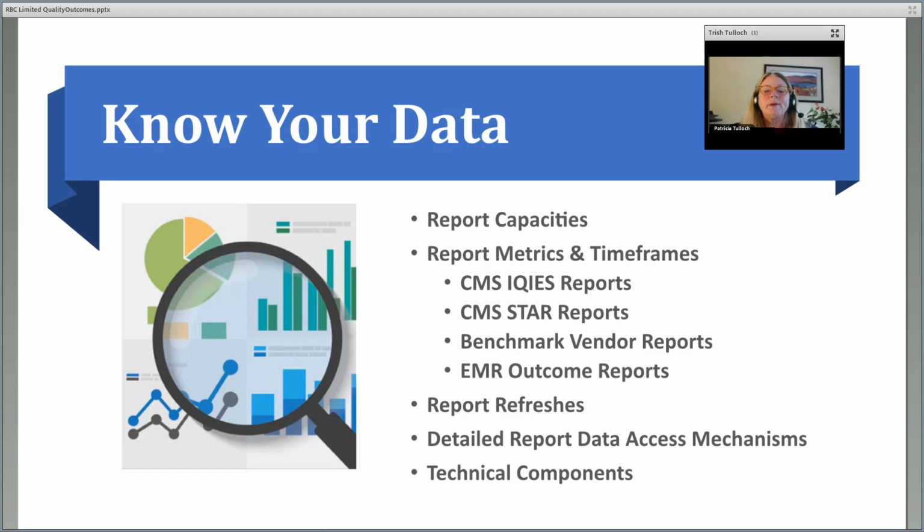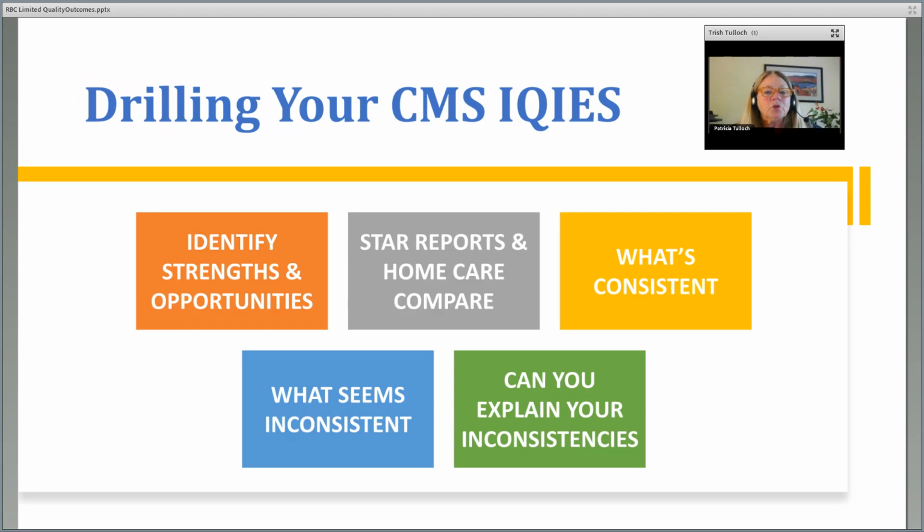What are your report capacities? How often do they refresh? What are the detailed technical components, and how are they similar and how are they different? That, of course, is very, very important for you to understand. Now, drilling down on your CMS iQIES reports. So those are the CASPER reports. I think these are very helpful. We're going to look at a few reports and identify the strengths and the opportunities.